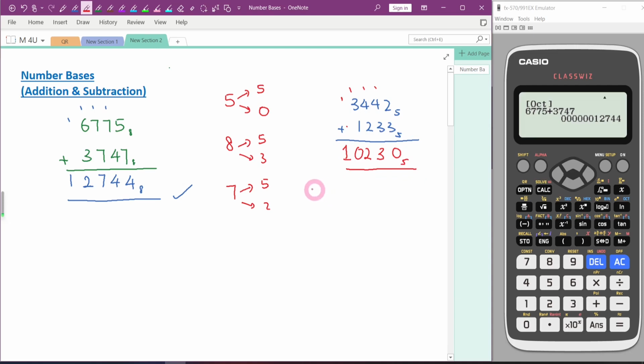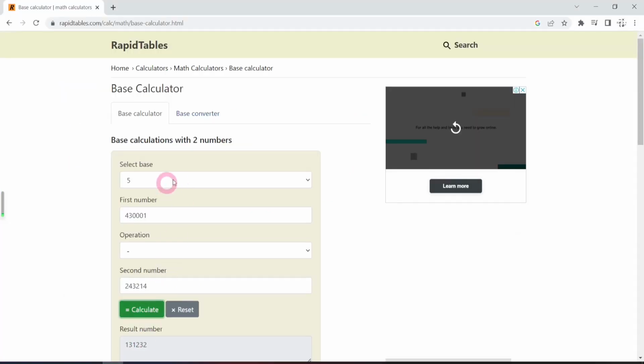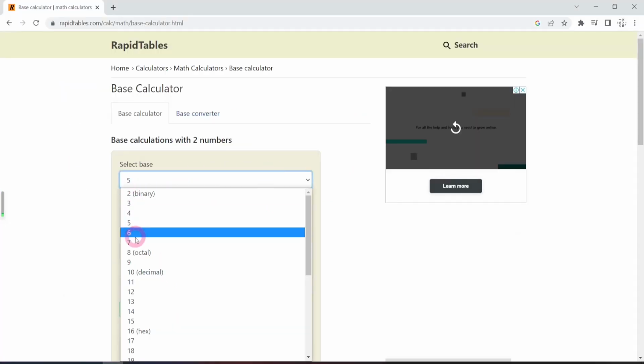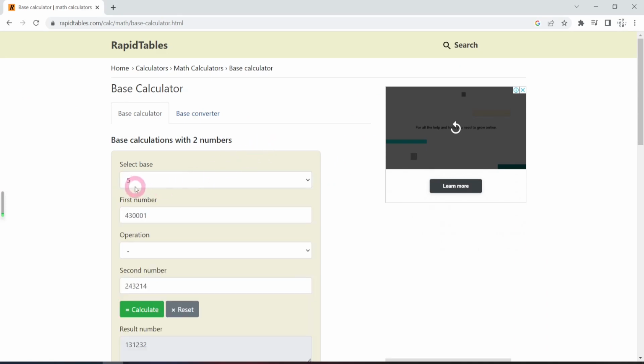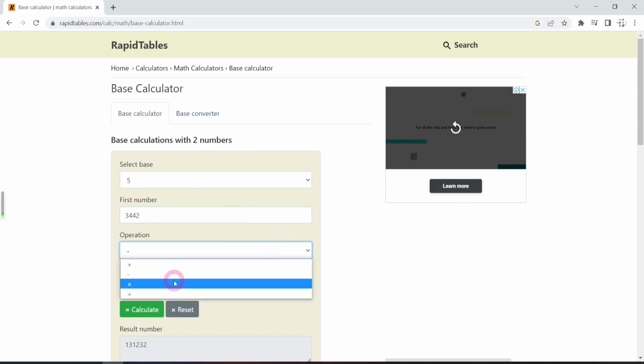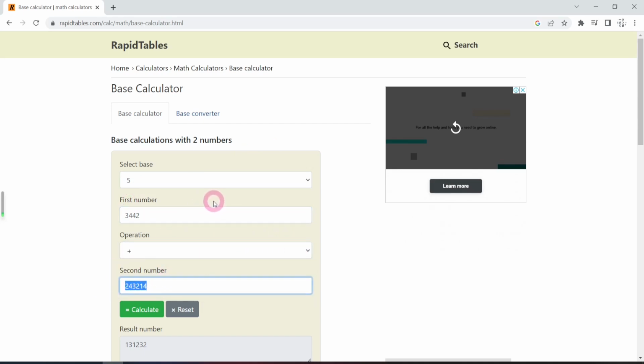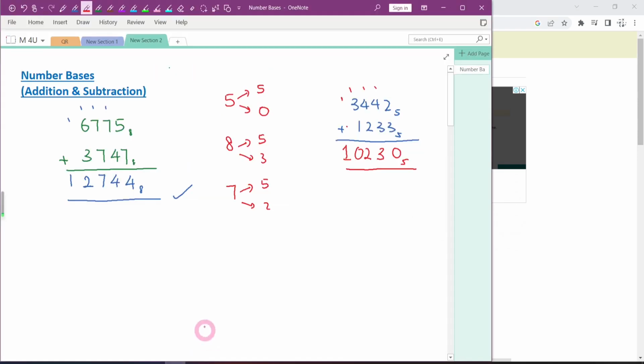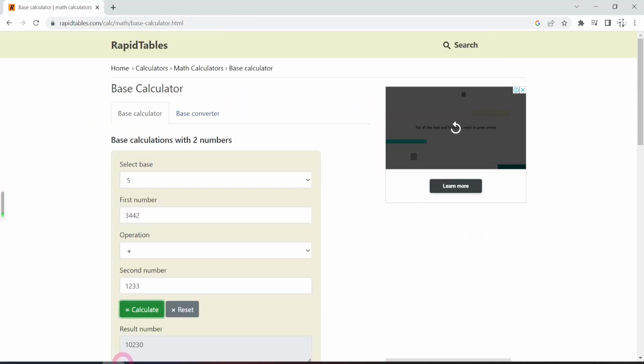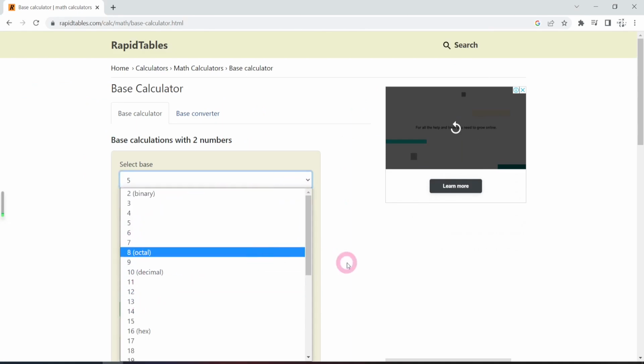So let's say we want to check our answer. 3442 plus 1233. So set it to base 5 first. You can choose the bases that you want. Now this is base 5. 3442, this is plus 1233. So the answer that we got just now is 10230, right? Let's calculate. 10230, correct. Our answer is correct. The same thing if you want to try other bases, it actually uses the same concept. If you want to check your answer, you can set the bases that you want here.